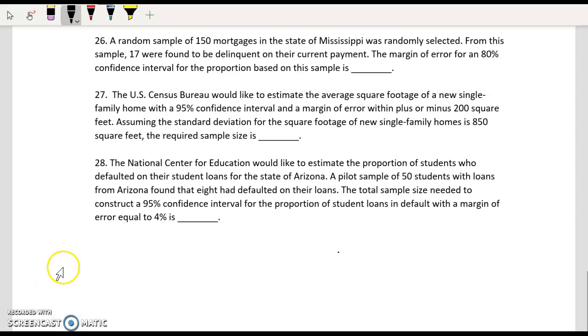Okay, on question 28, we're looking at the National Center for Education, which would like to estimate the proportion of students who defaulted on their student loans for the state of Arizona. A pilot sample of 50 students with loans found that 18 had defaulted on their loans. The total sample size needed to construct a 95% confidence interval for the proportion of student loans in default with a margin of error equal to 4% is.